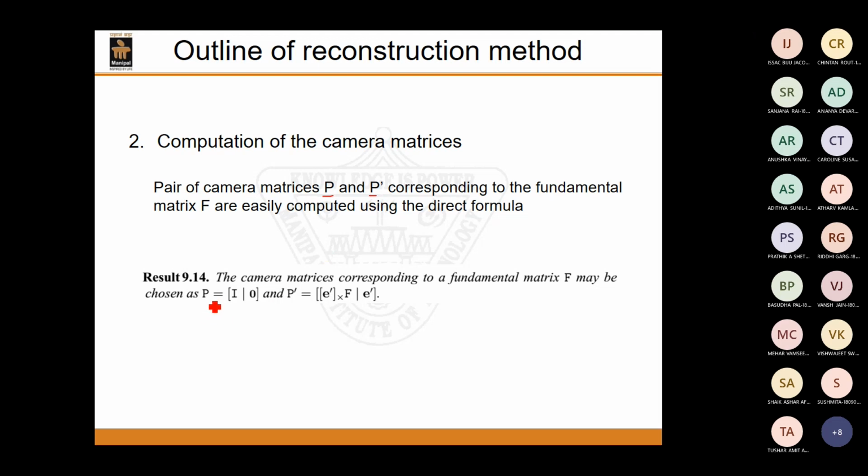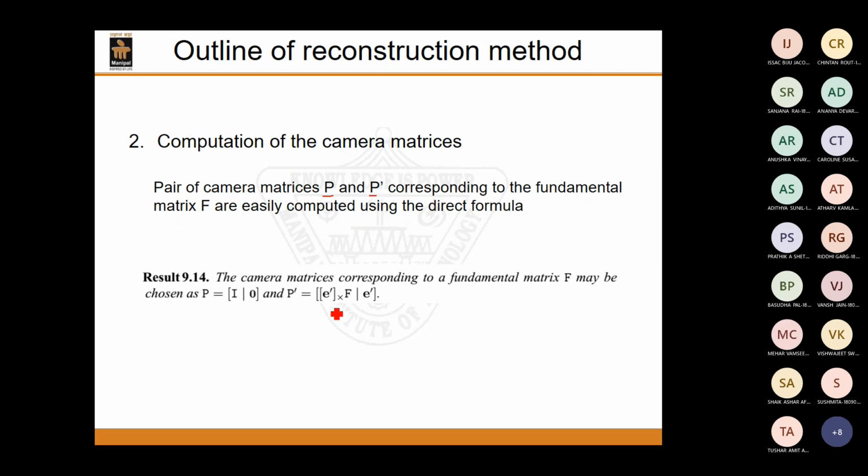So what I do is I take one of the camera projection matrices and keep it as the reference. Let's say I write it as I0, okay? And with respect to that, I try to calculate P dash, that is the second camera projection matrix. And you can easily find that out using this particular formula.